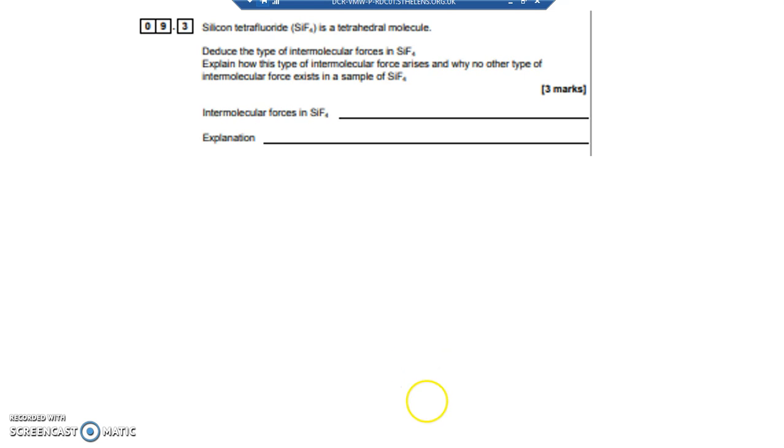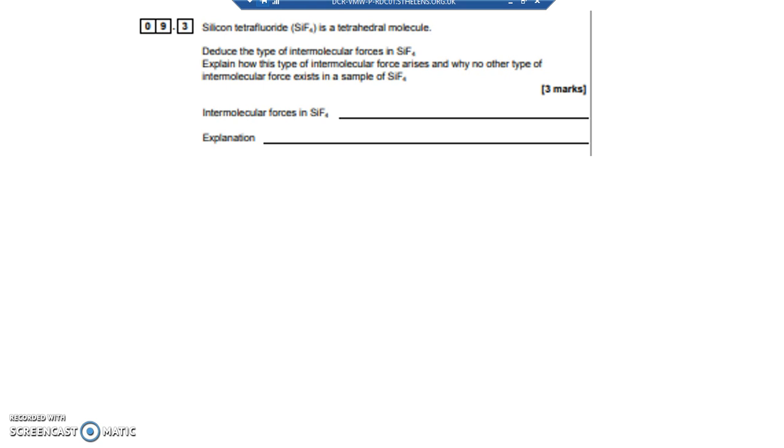Fluorine is more electronegative than silicon, so the fluorine is going to have a slight delta minus charge and the silicon is going to have a slight delta plus charge. However, there's no permanent dipole because it's completely symmetrical. All of those polar bonds, all the delta plus and delta minuses, cancel each other out, so there's no permanent dipole. So even though you'd expect it to have dipole-dipole bonding if there are electronegative atoms like Fs, it's not going to have any hydrogen bonding in there.